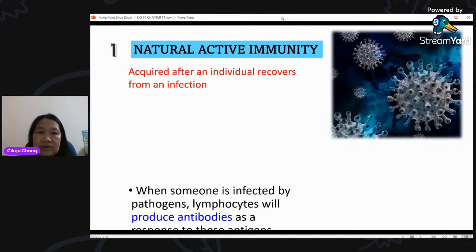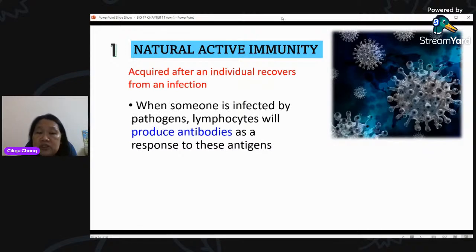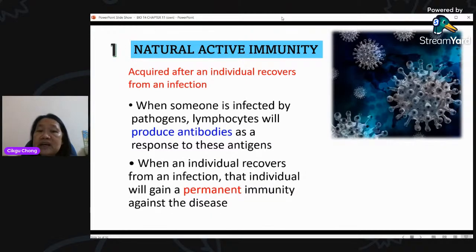once in your lifetime. So when somebody is infected by a pathogen, the lymphocytes will produce antibodies as a response to these antigens. When an individual recovers, as you are sick, you're making the antibodies yourself. So when the antigens or the pathogen have already been killed, the antibodies that still remain in your body will give you a permanent immunity against the same disease. It only gives you immunity to the same disease.